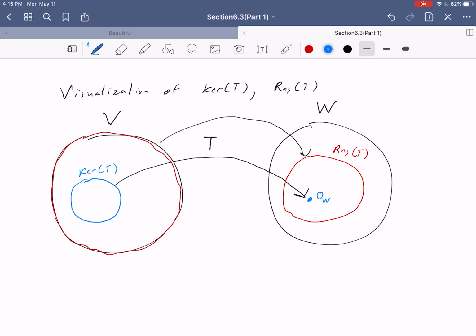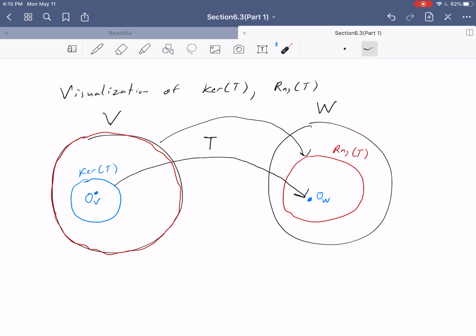We also know that one of the things that's always in the kernel is the zero vector in V. The zero vector in V is always going to be in the kernel. But there might be other vectors as well that get mapped to the zero vector in W. So this is basically trying to help you understand what we're talking about when we're talking about the kernel and the range.